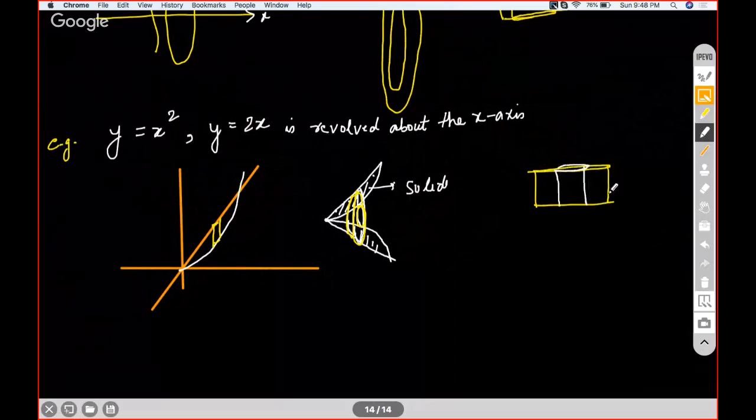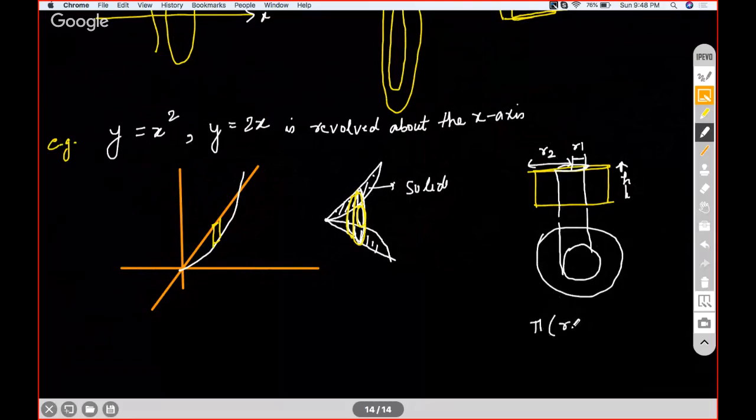Volume of the larger cylinder minus volume of the smaller one. Let me show you the top view. Let's say this is the height. This radius, from here to here, is R1, and from here to here, it's R2. How do you write the volume of this? Pi R2 square minus pi R1 square, times the height, so pi times R2 square minus R1 square. Is that fine? Okay.